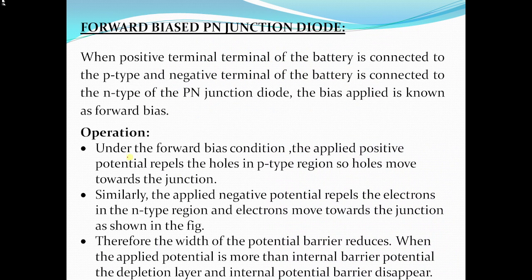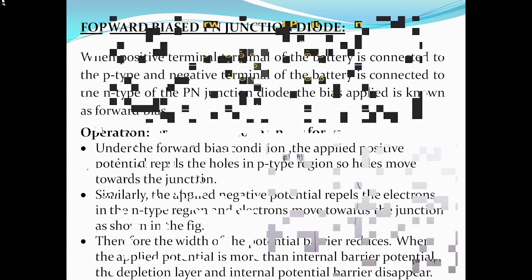So you can see here under forward biased condition, the applied positive potential repels holes in the P-type region, so holes move towards the junction. Similarly, the applied negative potential repels electrons and they move towards the junction. So the width of the potential barrier reduces, and after some time it disappears.